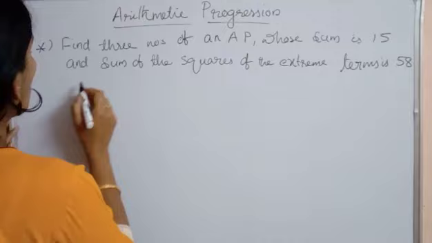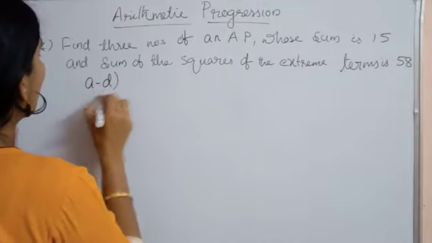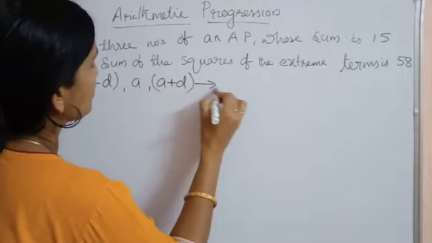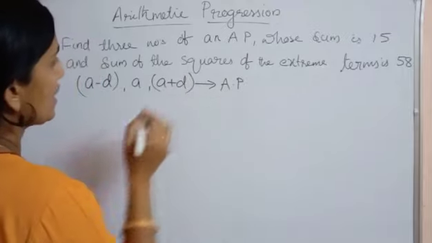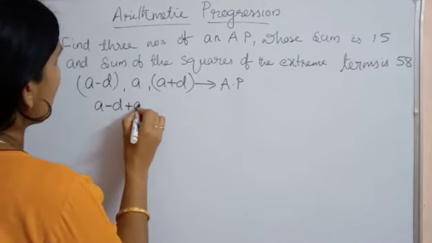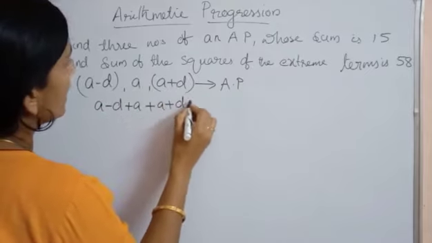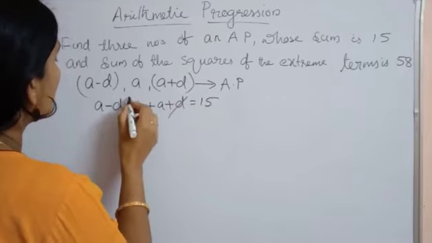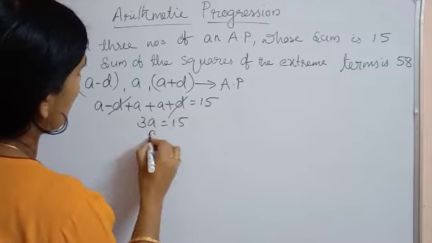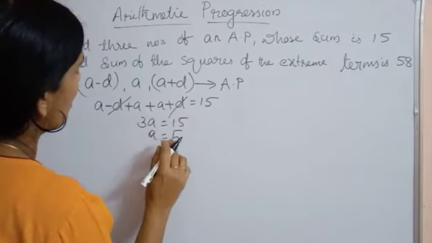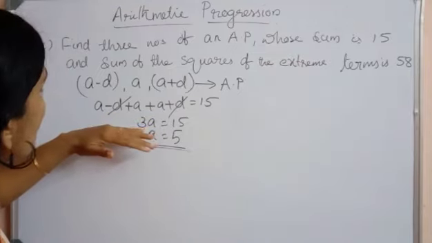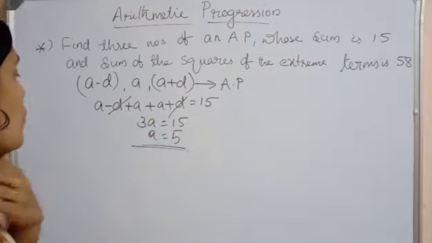Find the three terms. So let a minus d, a, and a plus d be the terms of the AP. Now the first condition is the sum is 15. So when you add a minus d plus a plus d, it is equal to 15. From here you will get the value of a as 5. The plus d and minus d cancel, and 3a is equal to 15, so a becomes 5.